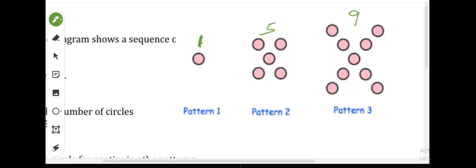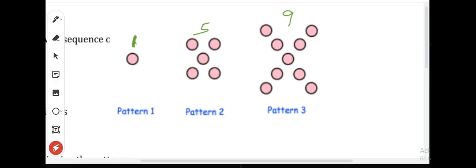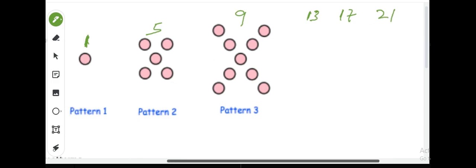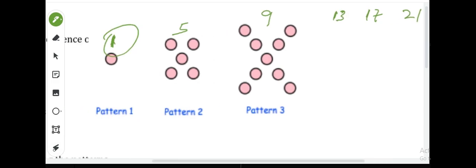We can already see the term to term rule, plus 4, plus 4. So the next one will be plus 4, which will be 13. The next one will be 13. The next one plus 4 again, that will be 17. Plus 4 again, that will be 21. You know, 1, 2, 3, 4, 5 and so on.